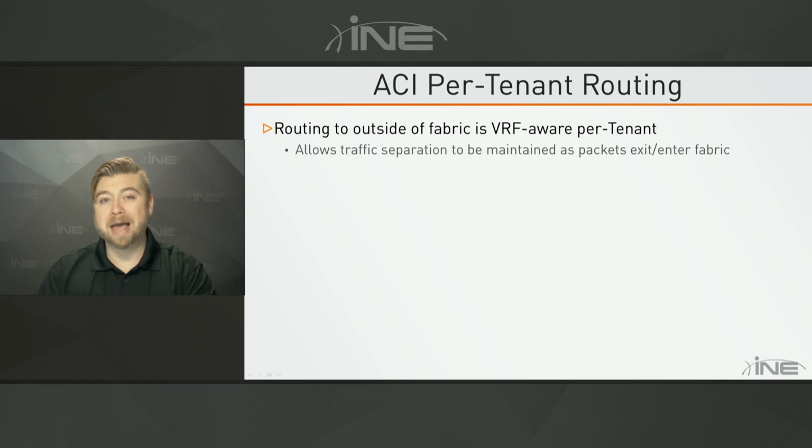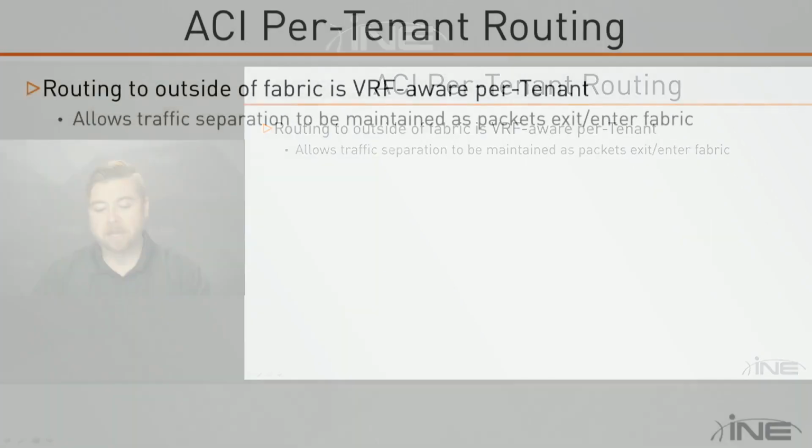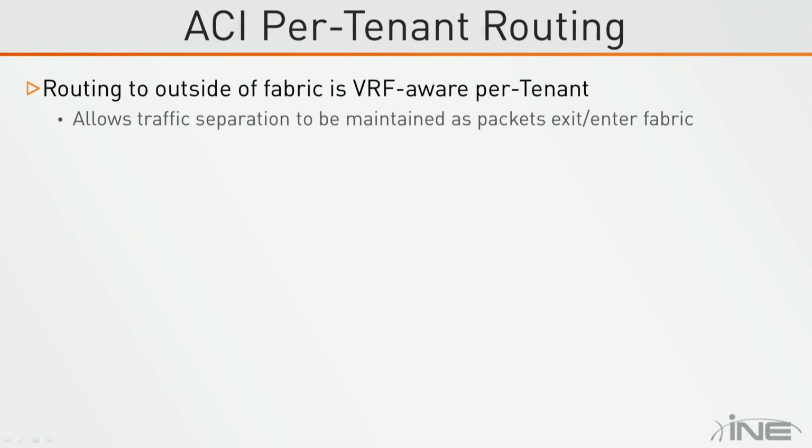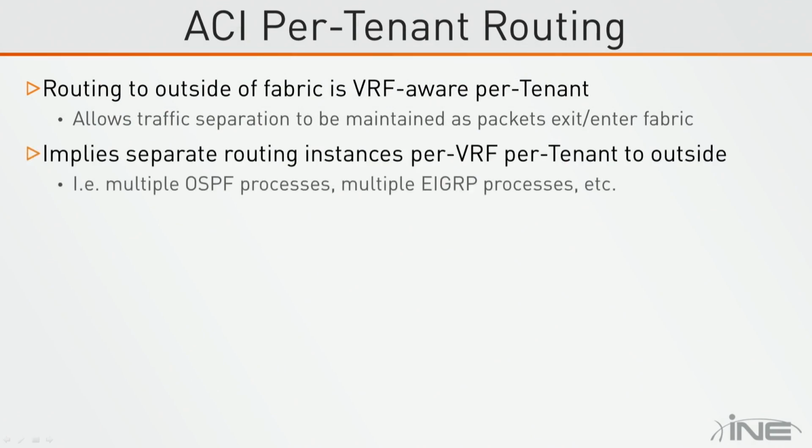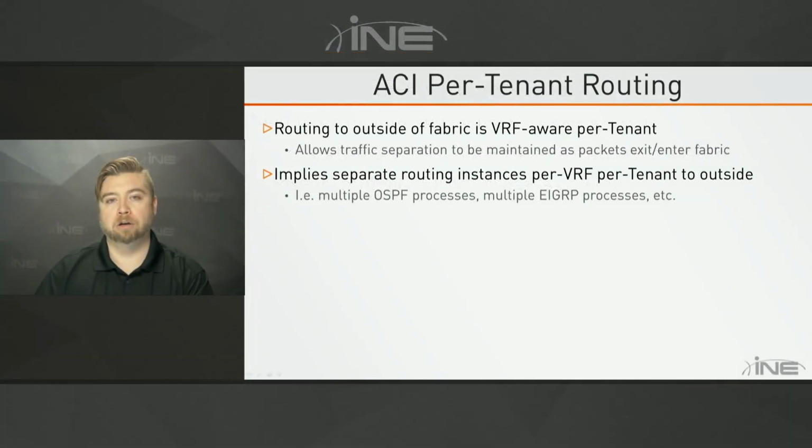So what this means on the back end when we do our configurations is that if we're configuring OSPF, for example, we would need to configure OSPF multiple times depending on how many different VRFs and how many different tenants that we have configured. So if we have 100 different customers with one VRF each, it means that we're going to be running 100 copies of the routing table and 100 copies of the routing control plane. This is going to be true both for OSPF and for EIGRP.